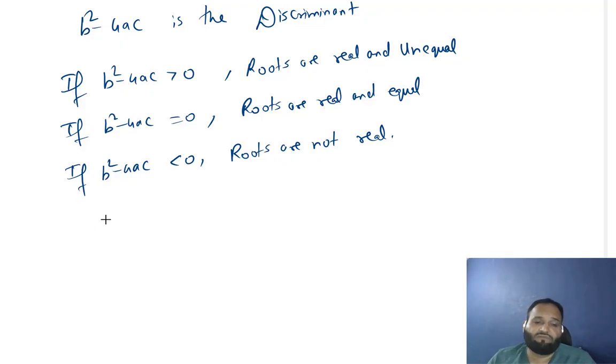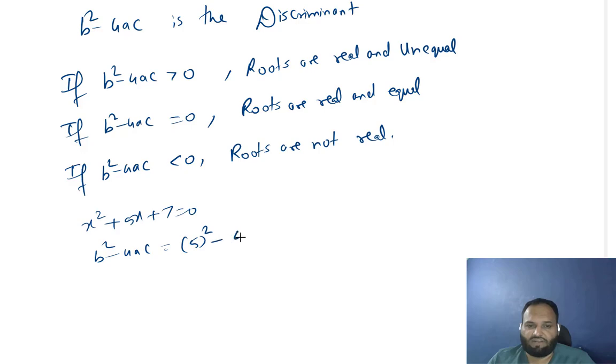Let's do one example. For example, if I have x square plus 5x plus 7 equal to 0. So if we say b square minus 4ac, we get 5 square minus 4 into 1 into 7, which is 25 minus 28, less than 0. So therefore roots are not real. Directly we can write roots are not real.